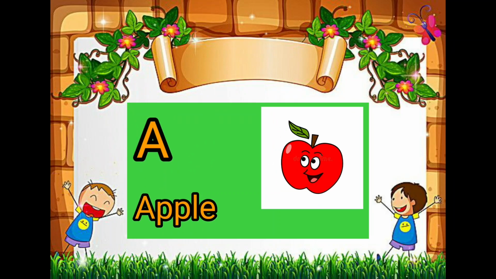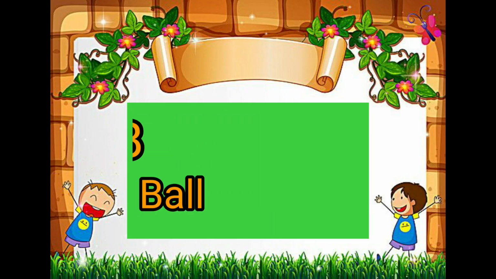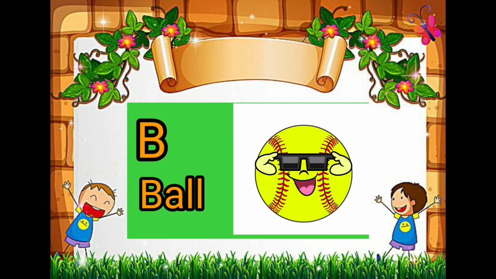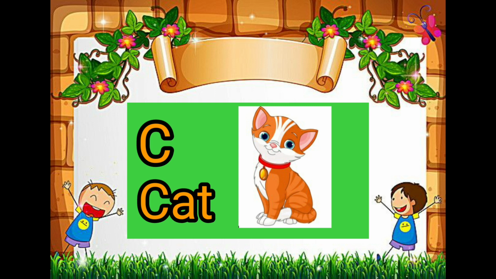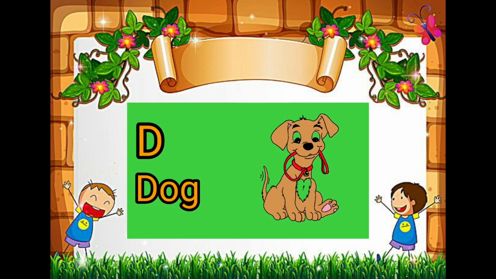A for apple, apple means save. B for ball, ball means game. C for cat, cat means billy. D for dog, dog means kutta.